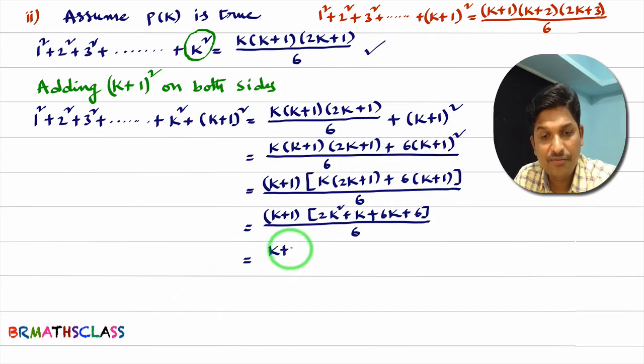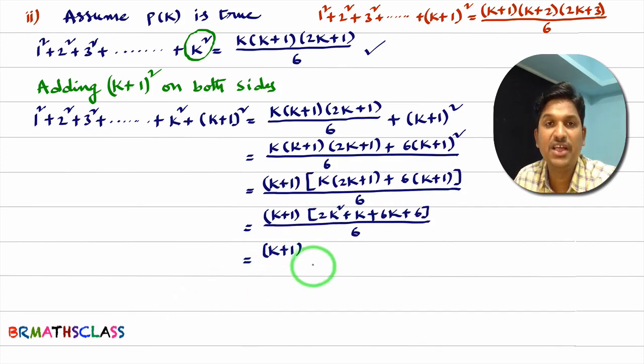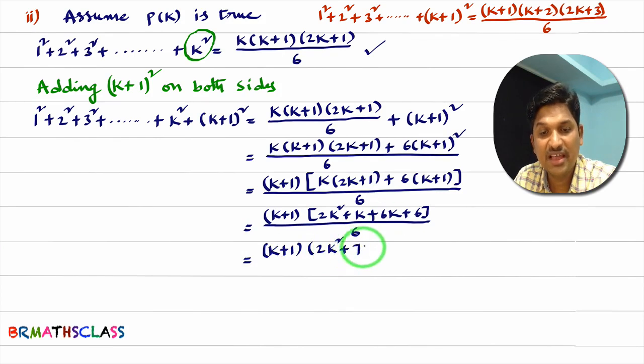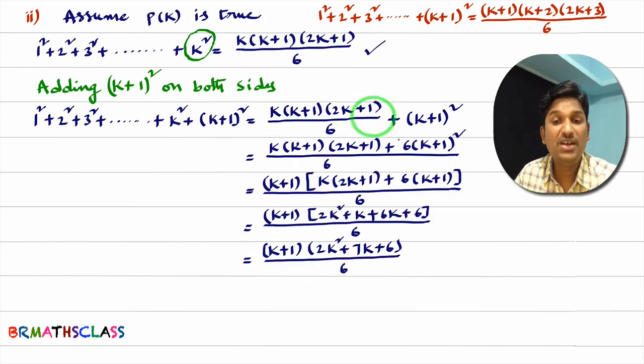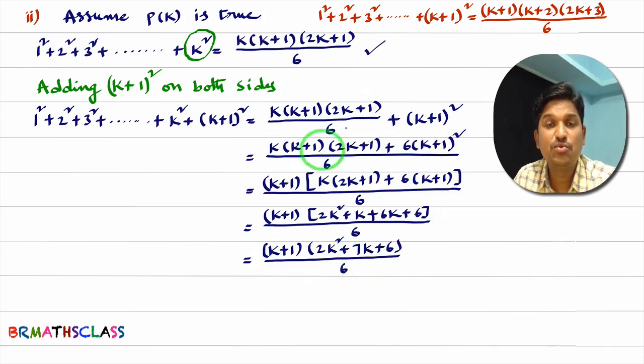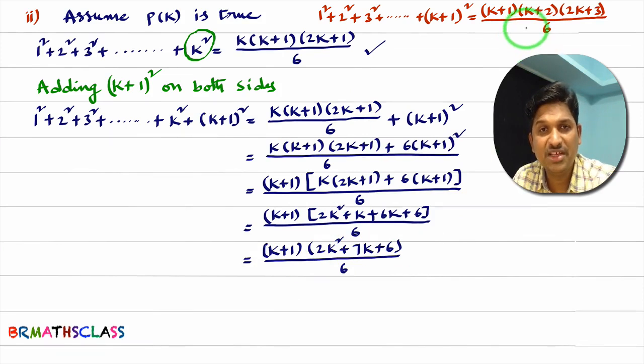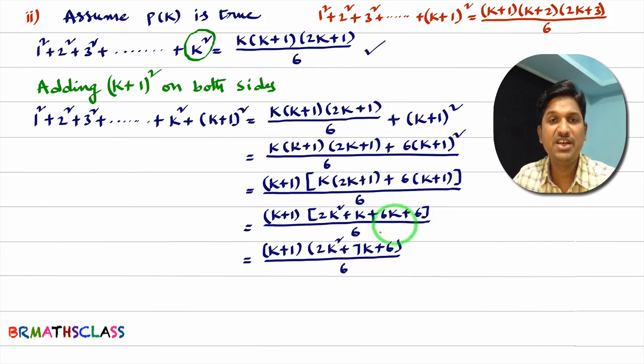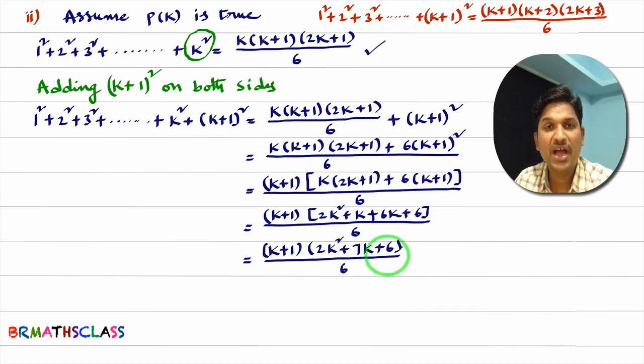Now, if we simplify this further, k plus 1 into, see here 2k square, k plus 6k, that is 7k plus 6, whole divided by 6. What is our intention? After simplifying this, what are you trying to get? This expression must be of this form: k plus 1 into k plus 2 into 2k plus 3 divided by 6. You can see here k plus 1 we already got. Now this is the quadratic expression. I'll simplify this in the margin. We will see what we'll get.